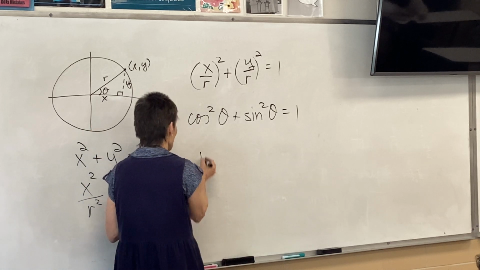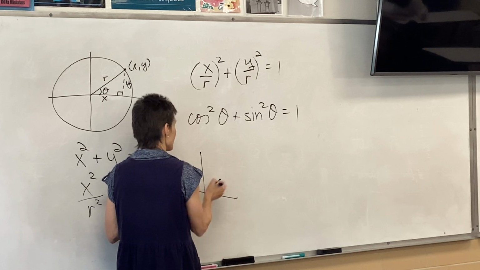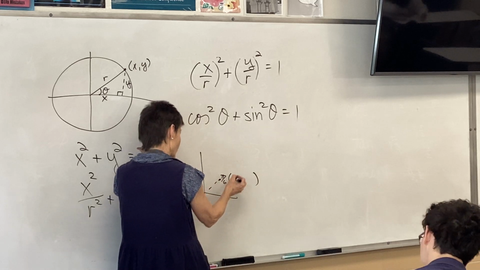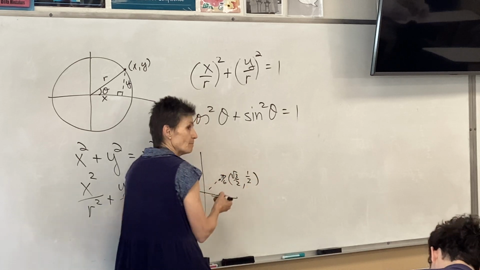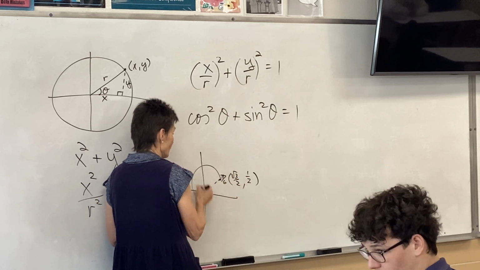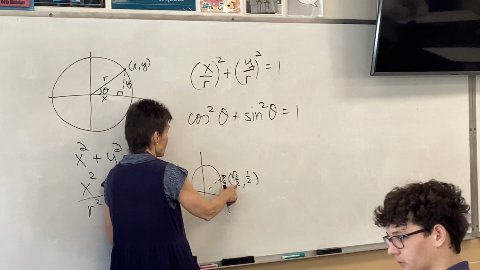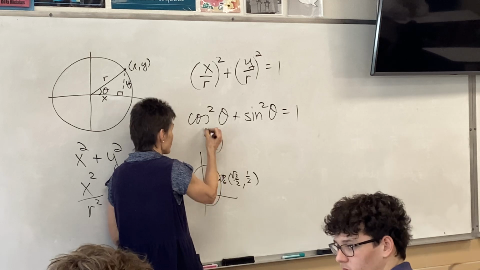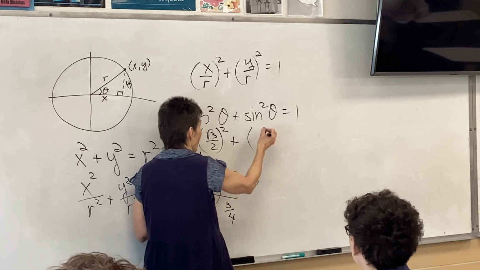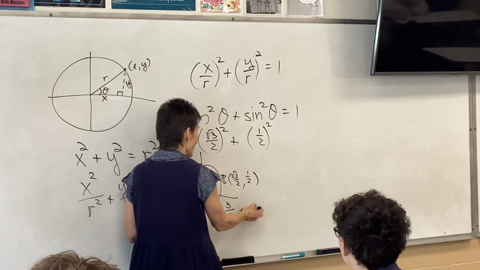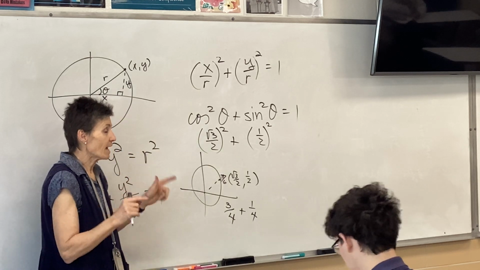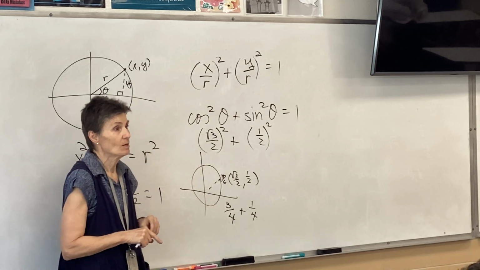Let's just pick one. Let's go to our unit circle. What are the sine and cosine of my pi over 6 angle? What's my cosine of pi over 6? Root 3 over 2, and 1/2 is the sine. So what is root 3 over 2 squared? 3/4. What is 1/2 squared? 1/4. Oh my golly, what happens when I add them together? 1. Always, always. Sine squared plus cosine squared is 1.